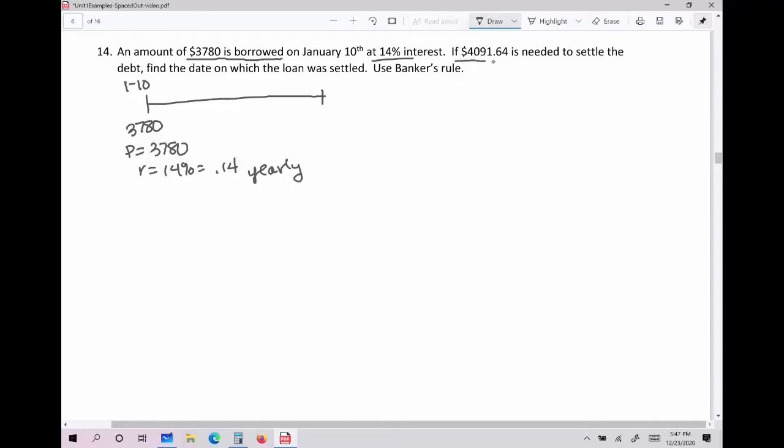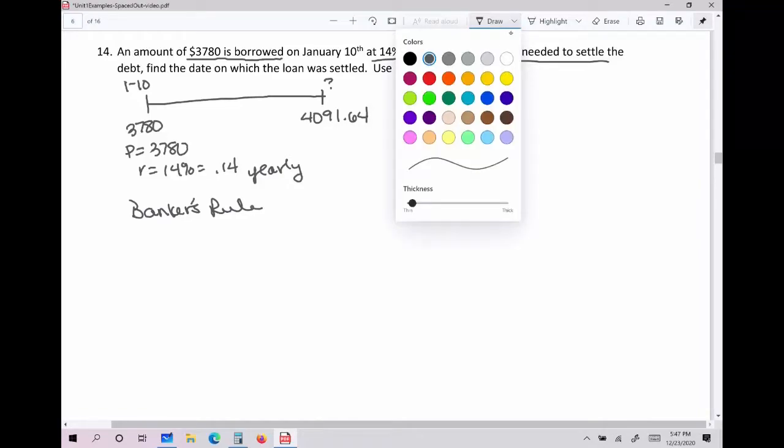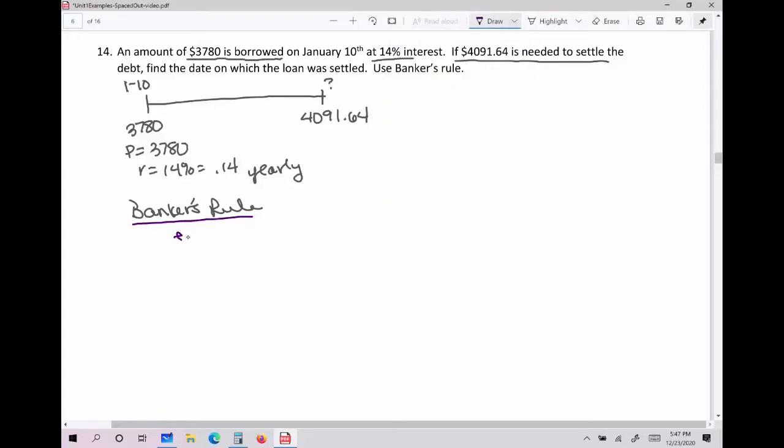Then we're told how much is used to settle: $4,091.64 is needed to settle, and we're trying to figure out on what date this is settled, using banker's rule. Banker's rule again is exact number of days, ordinary interest. If this is ordinary interest, that means we have 360 days in a year.